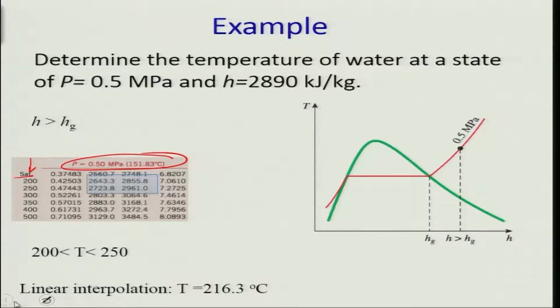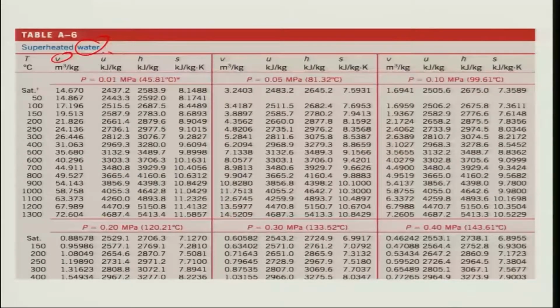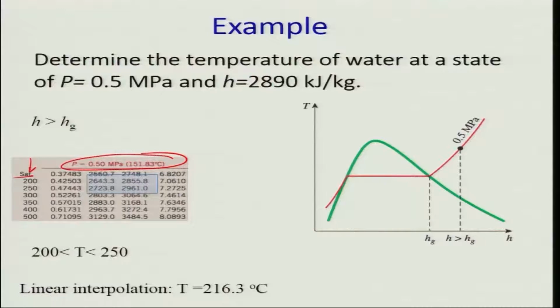Okay, so let me again go back. The variables are V, U, H and S. So this is basically your H here. Okay. Now you look at the saturation temperature, this value is less than 2890, and increasing. This means as you go away from the saturated vapor line, this temperature is increasing. So along this your temperature increases. This is where the temperature is increasing here, and here you should see where this value falls.